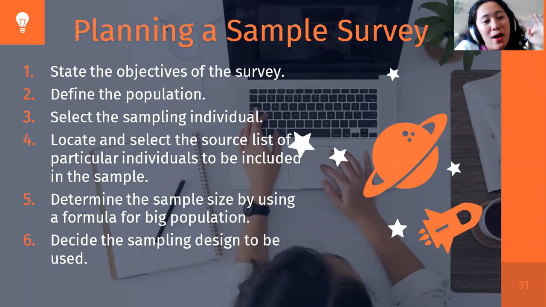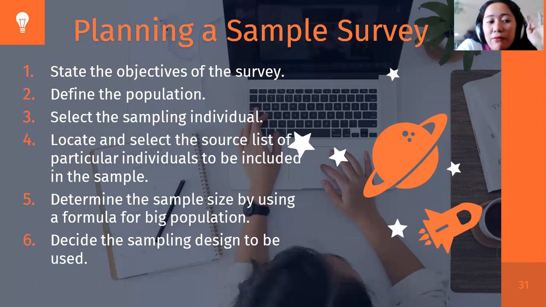Number four is you have to locate and select the source list of particular individuals to be included in the sample. So for example, if you are conducting a research in your university, then you may request a list from your university registrar. If you are trying to conduct a study about the toddlers of a certain barangay, then you may ask your barangay health workers to provide you with the list of toddlers in that certain barangay.